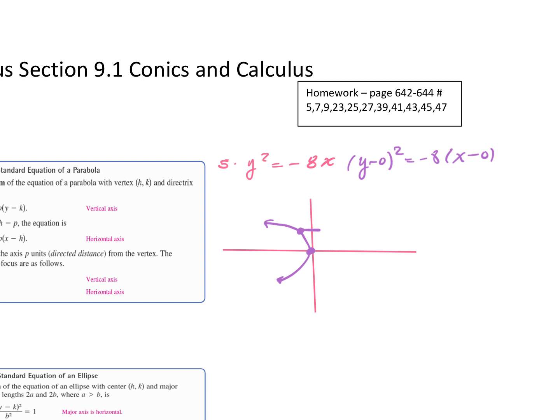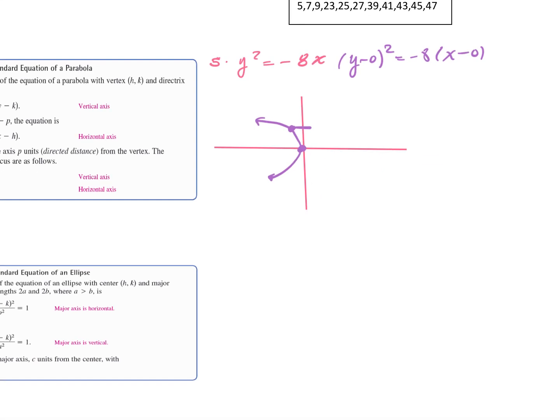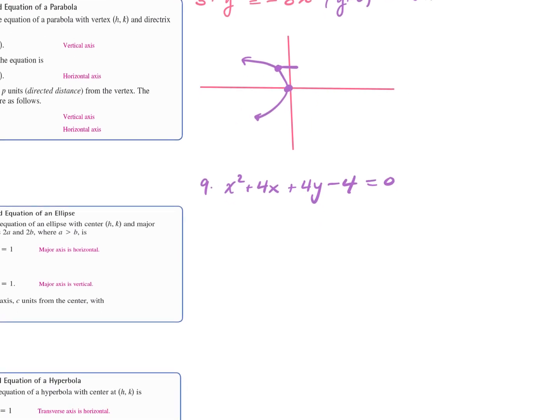Let's do a completing the square one, and then we'll jump to the ellipses. So number 9 is x squared plus 4x plus 4y minus 4 equals 0. So we're going to complete the square for the x term. So I'm going to bring over the y's. So you get x squared plus 4x equals negative 4y plus 4. I take half of the middle term. So it's going to be half of 4, which is 2, squared. So we add 4 over here. This gives us x plus 2 squared, and then this becomes negative 4y plus 8.